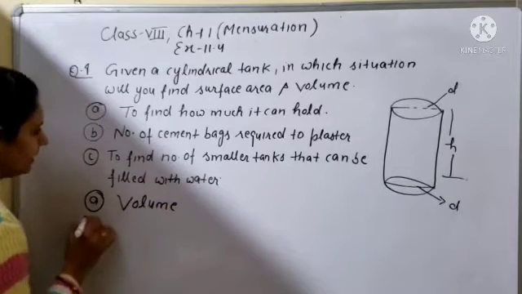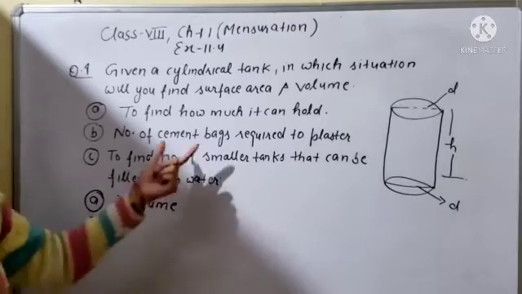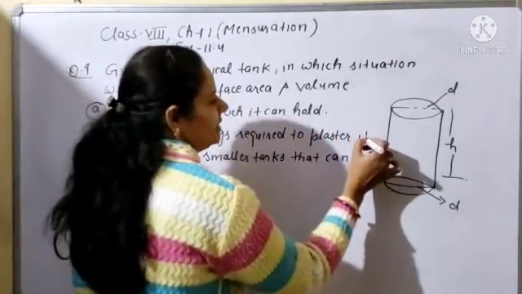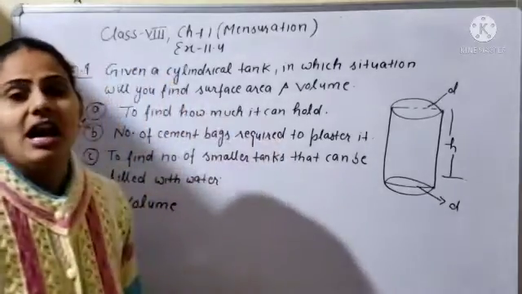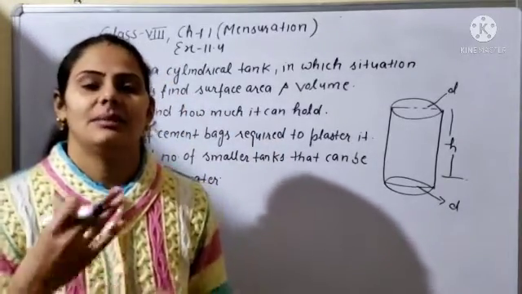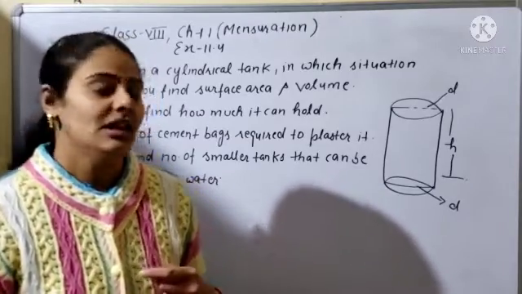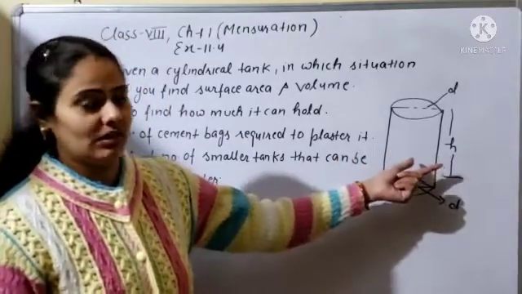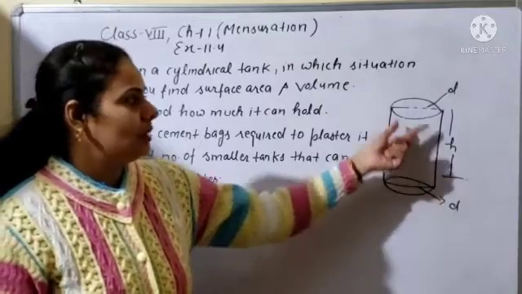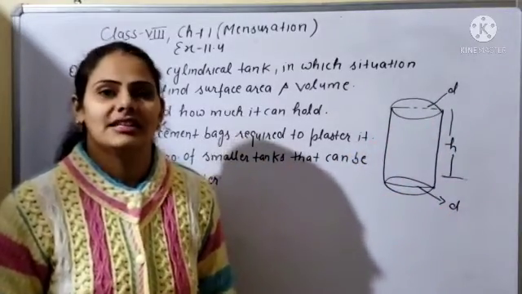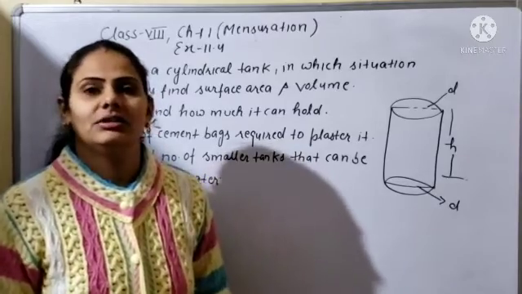Now in part B it is given: number of cement bags required to plaster it. Okay, number of cement bags required to plaster it. अब आपको क्या करना है, इस टैंक के साइड में प्लास्टर करवाना है. ठीक है, now you want to do the plaster of the tank, plaster on the tank. Okay, so if you want to do the plaster, first of all you will find out the area, what is the area, how much area is there, and according to the area you will do the plaster.